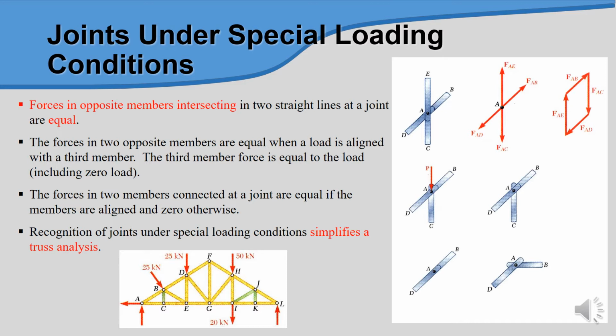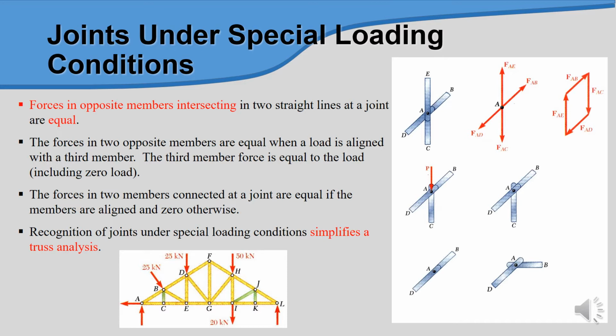In the section on using method of joint, we have joints under special loading condition. Forces in opposite members intersecting in two straight lines at a joint are equal.